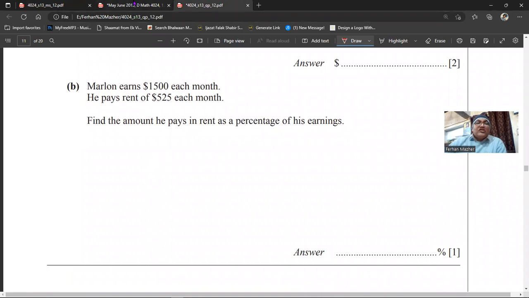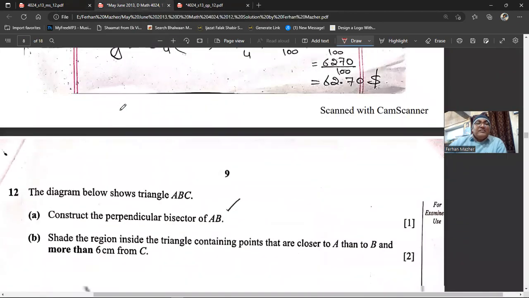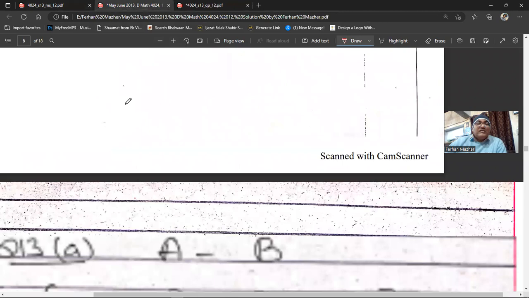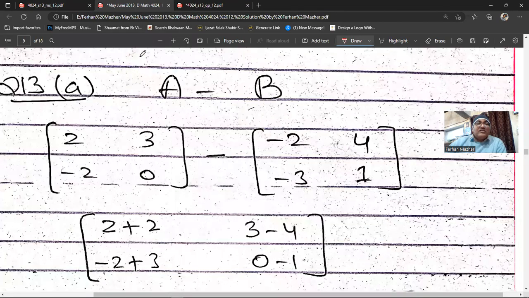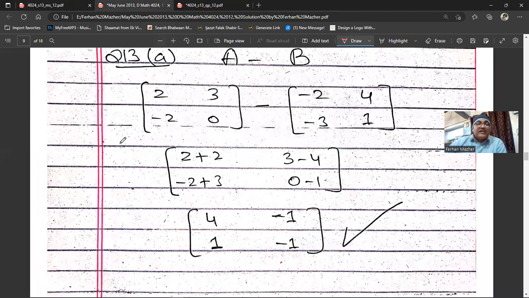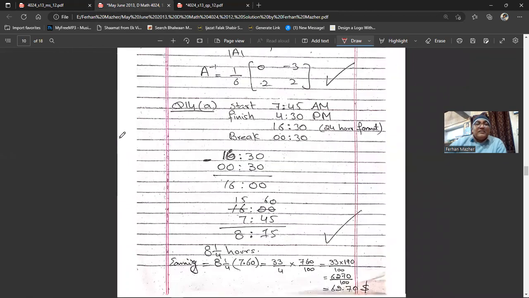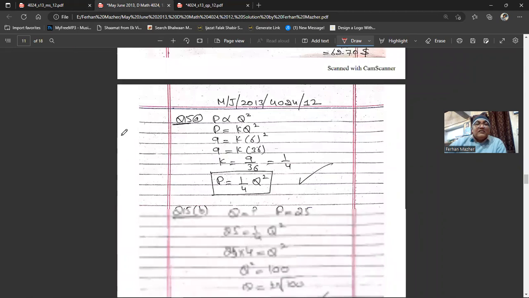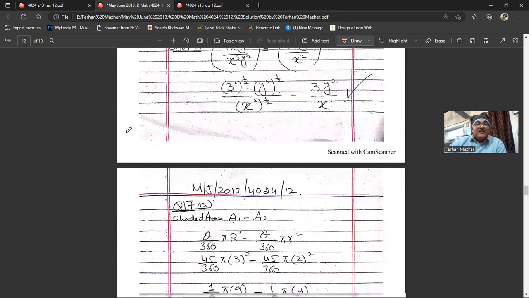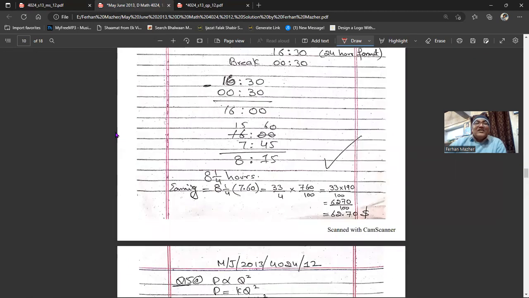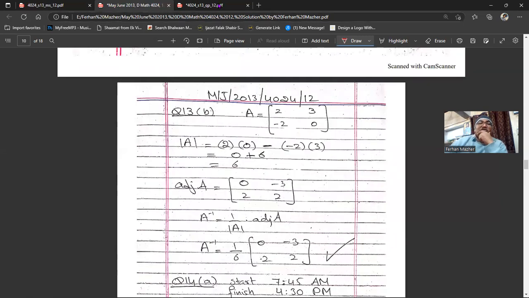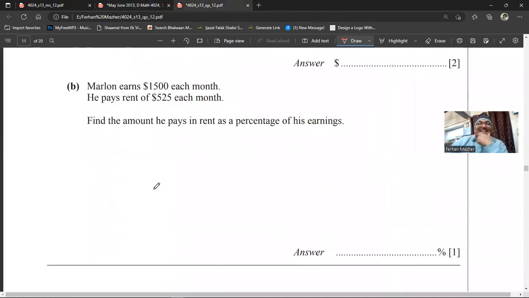Then we have the question number 14, and it's B part. Here is the question number 13, it's A part, something has happened. And 13 B part. Okay, 14 A part is done. Okay, 14 B part, I don't know where that is. Okay, so we can do it there. So something has happened with my slide.